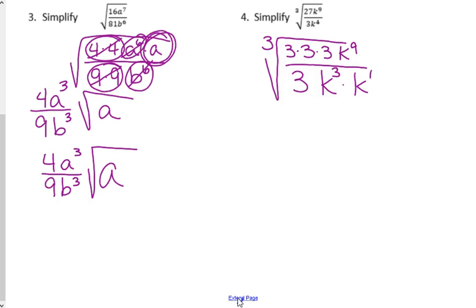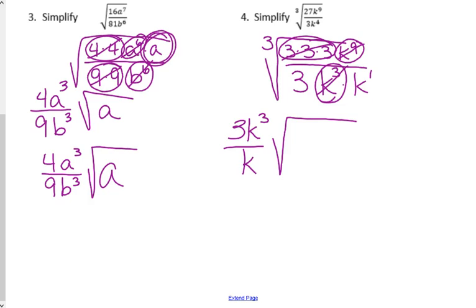And now I'm going to pull these out. So my trio of 3s comes out, and we have a 3. K to the 9. 9 is divisible by 3. We're going to divide that by 3. K to the 3. 3 is not a cube, so it's going to stay in there. K to the 1st is not a cube, but k cubed is. So we're going to bring that down to the denominator. And we're going to have times the cube root of 1 over 3k.